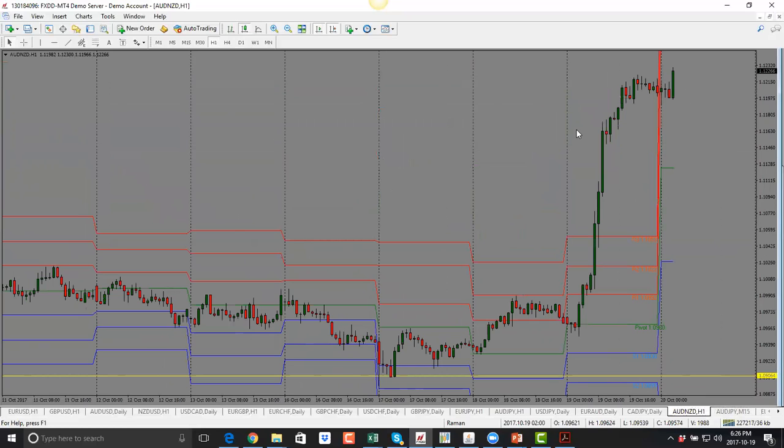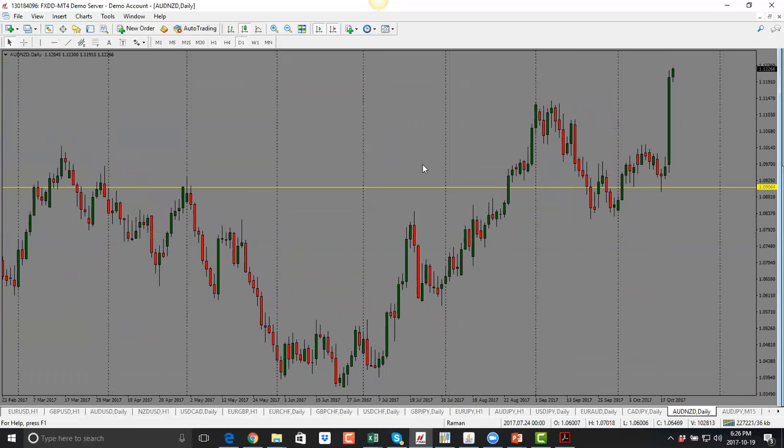Aussie New Zealand dollar looking very, very bullish. We could see further continuation to the upside as long as New Zealand dollar is weak. This could continue on higher. This is a huge move for New Zealand dollar.